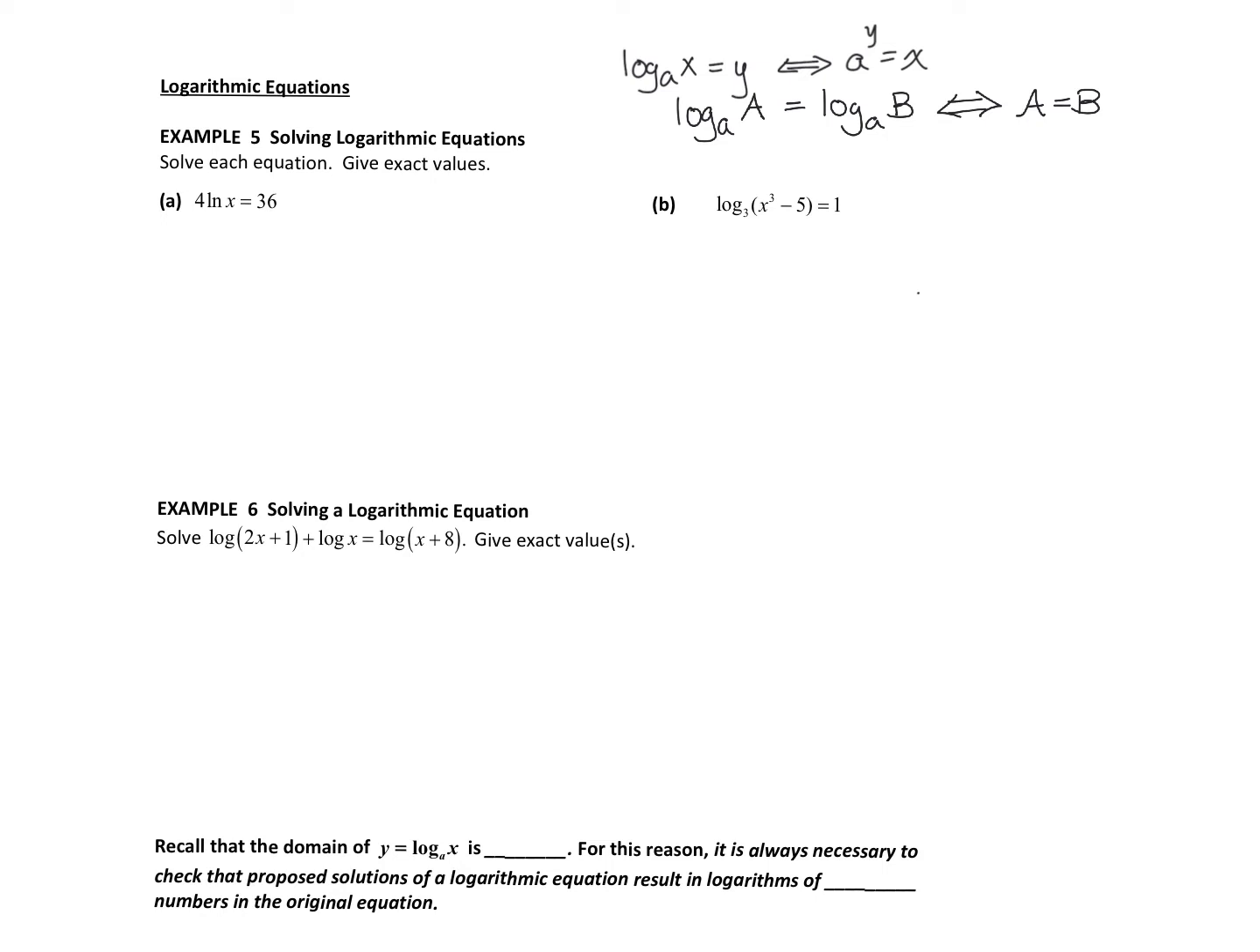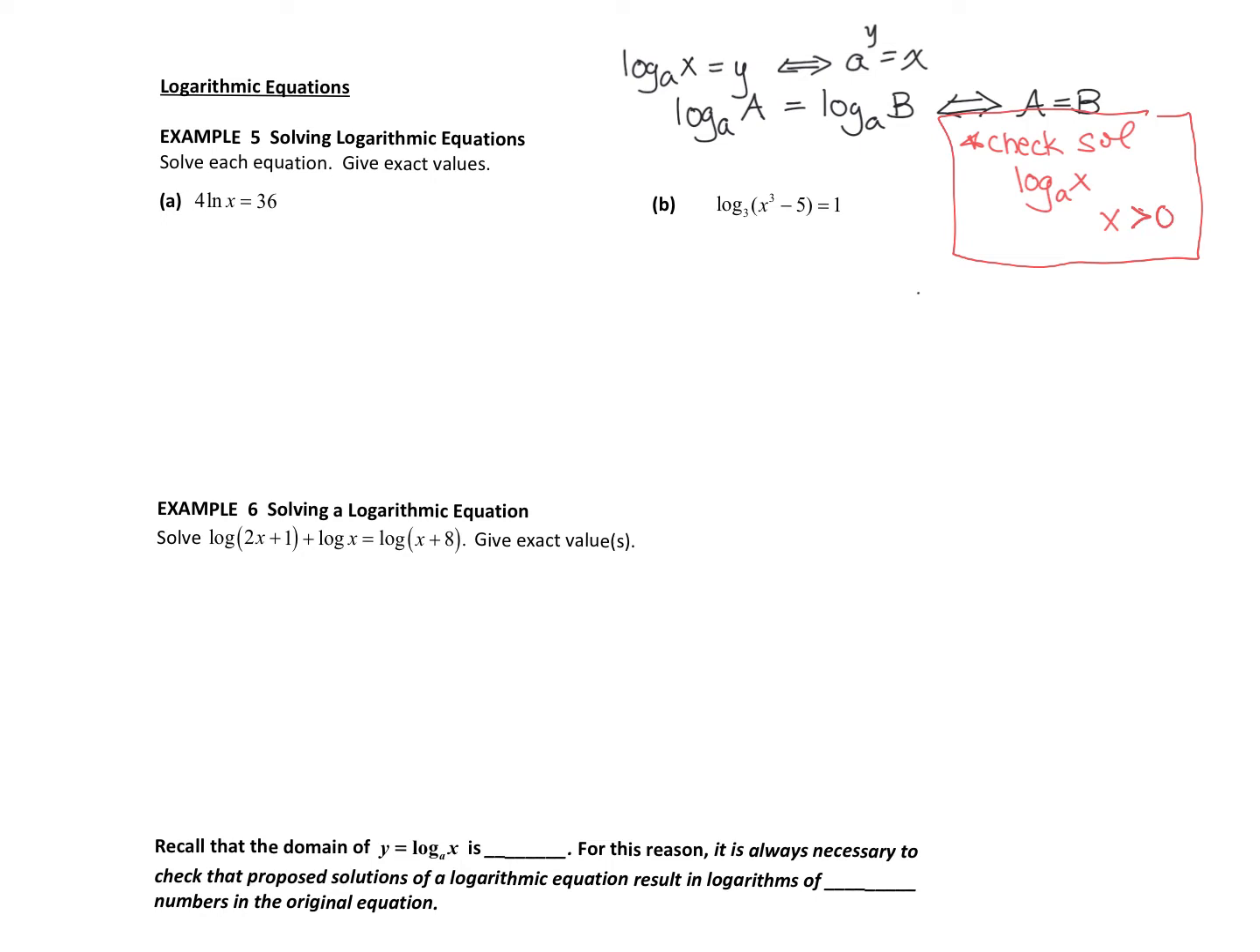One thing we should note is that we always have to check our solutions, because the domain of a logarithm, log base a of x, requires our x value to be greater than 0. We know that we cannot take the logarithm of 0 or a negative. We didn't have to do that with our exponential equations because the domain of an exponential equation is all real numbers. So let's take a look at some of these.